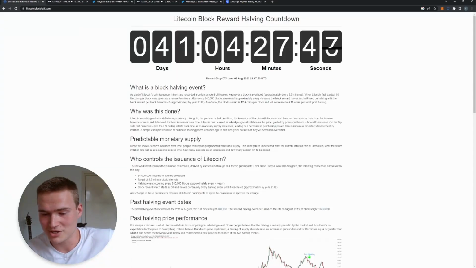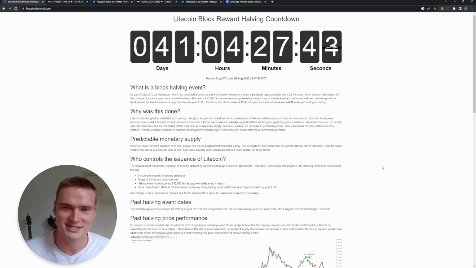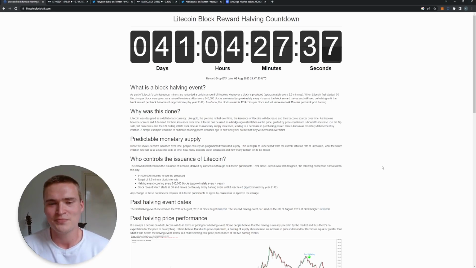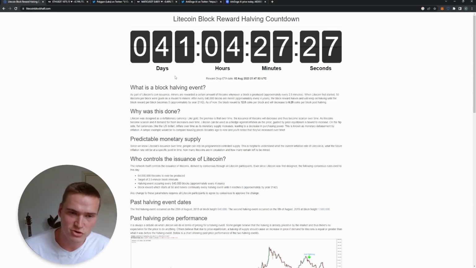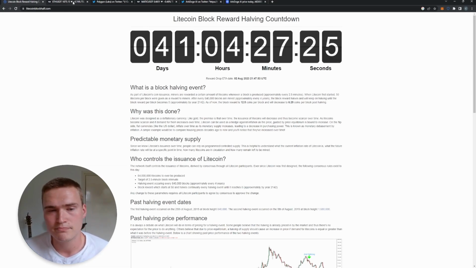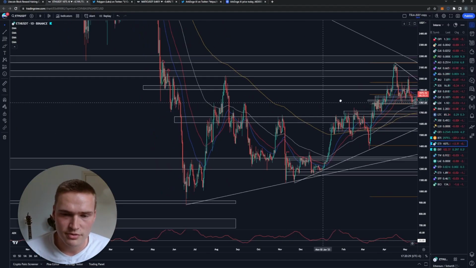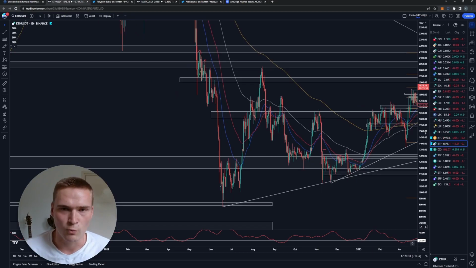All right, so we'll start off with the first crypto, and that's Litecoin. Yes, one of the biggest and oldest cryptos out there. But this can rally because the Litecoin halving is coming up, the 2nd of August. You can just look up Litecoin block reward halving, and you can find the countdown. It's in 41 days. Now, the most difficult thing with this is predicting when it's going to rally.